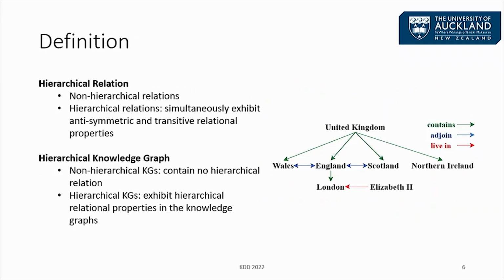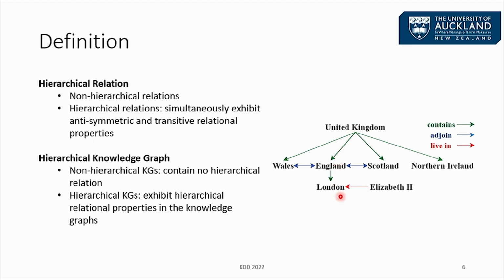Okay, so for hierarchical relations, here we have more examples. For example, we know United Kingdom contains England, and then England contains the city of London. So the green relation is actually a hierarchical relation. And we know that it's anti-symmetric because UK contains England doesn't mean that England contains UK. So it's anti-symmetric. And it's also a transitive relation. So we know that UK, through these contain relations, contains London.